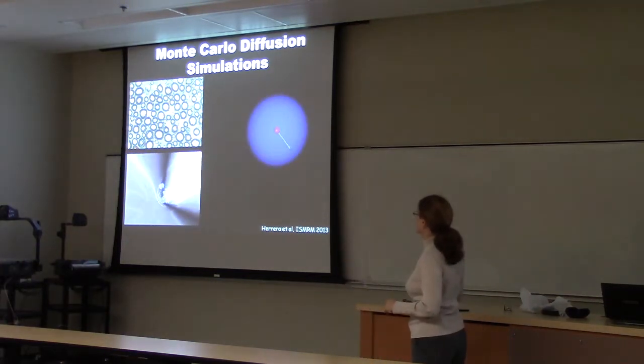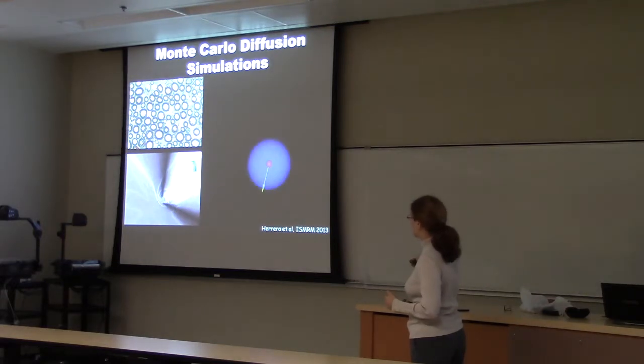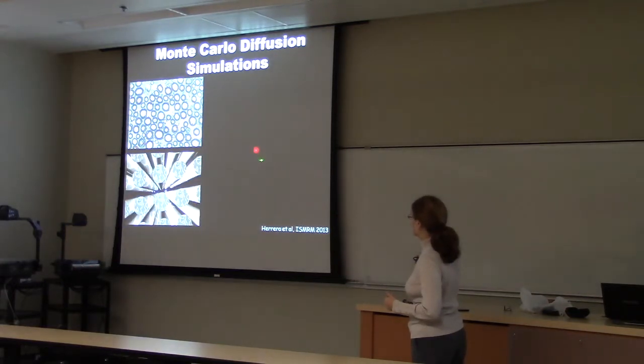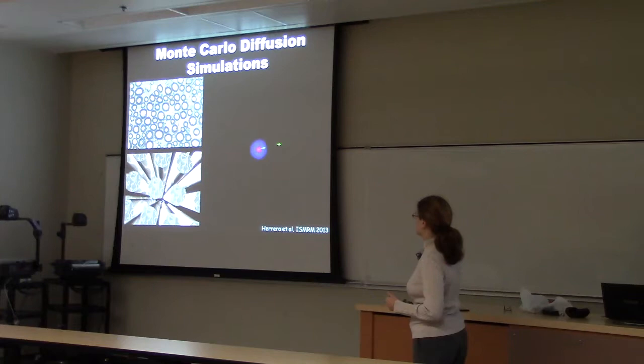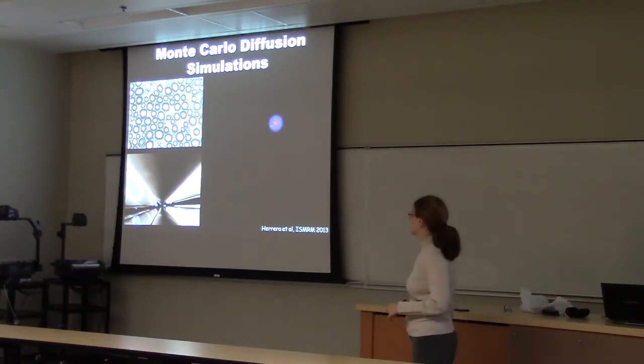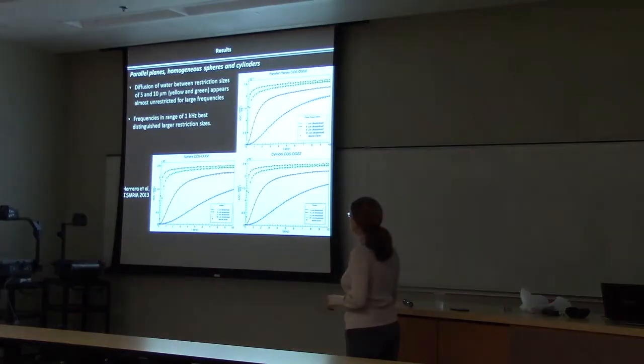And here he's showing some method for diffusion sequence. So the molecule starts there, he picks a random length and a random direction, and then the molecule moves. So with all of that, we can get some signals.